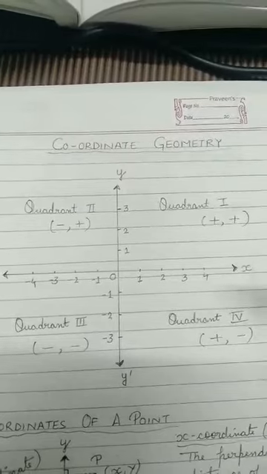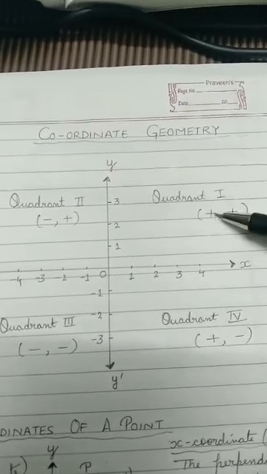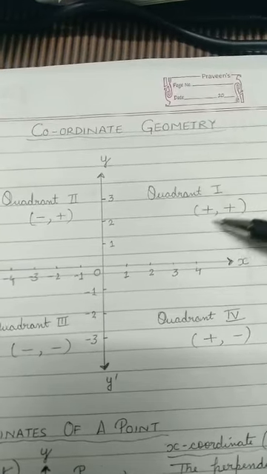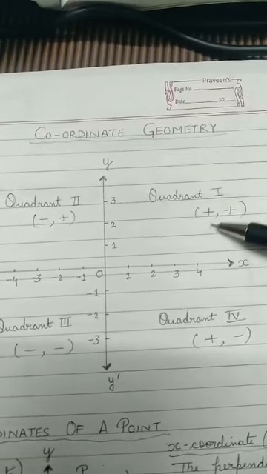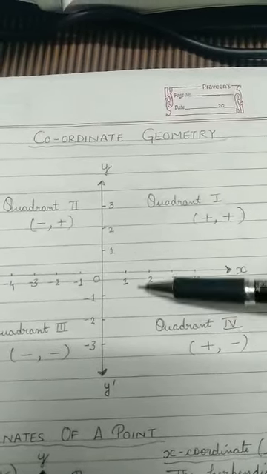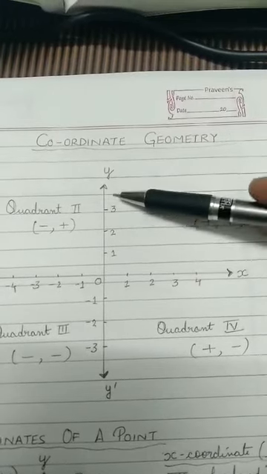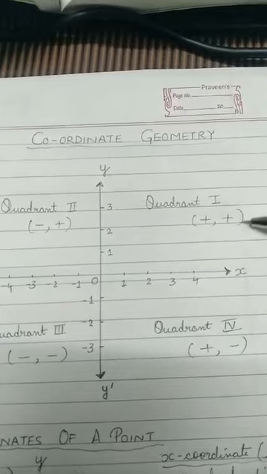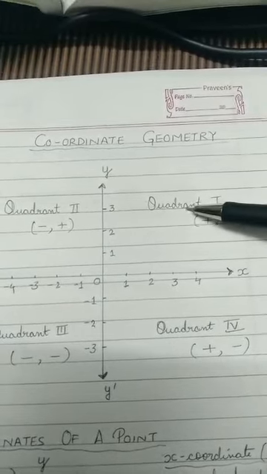Now in quadrant 1, all those points will be plotted whose x and y, both the coordinates are positive, because in this quadrant we have x positive as well as y positive. So we can plot all the points of the type plus plus in quadrant 1.